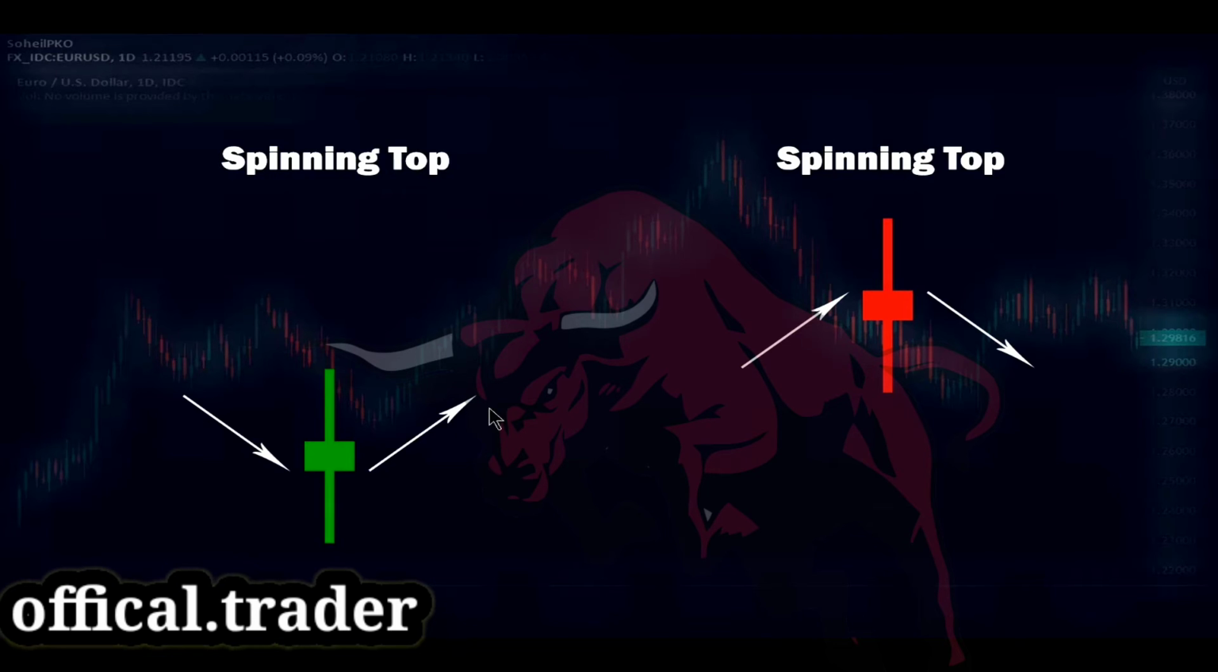Spinning tops become more important when they are part of certain formations with other candlesticks, like star patterns or harami patterns, which we will discuss in the next episodes.